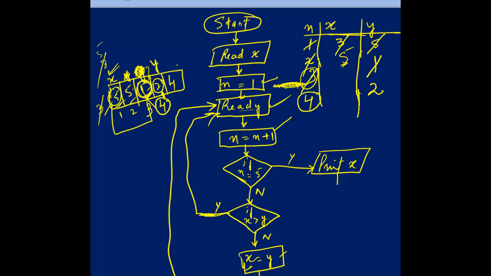Here we can also look, this is 4 only. So n is not equal to 5 now, so we will again move towards no. Next is the check: if x is greater than y, we will compare x and y. Here x is 5 and y is 2. Again x is greater than y, so there is no need to replace the value of x with the value of y, because x is already greater than y.